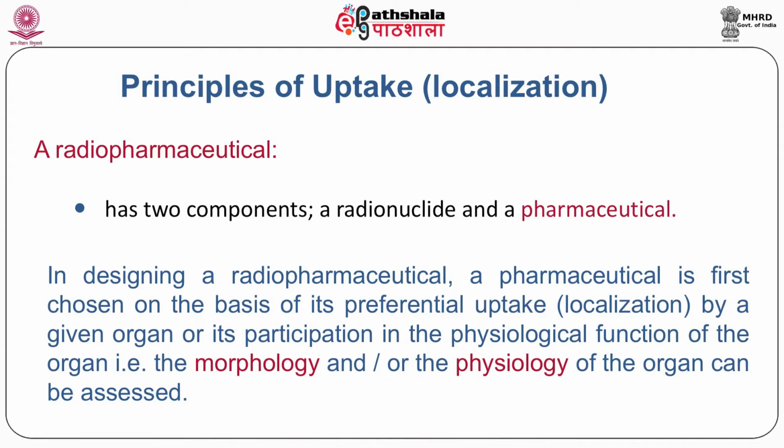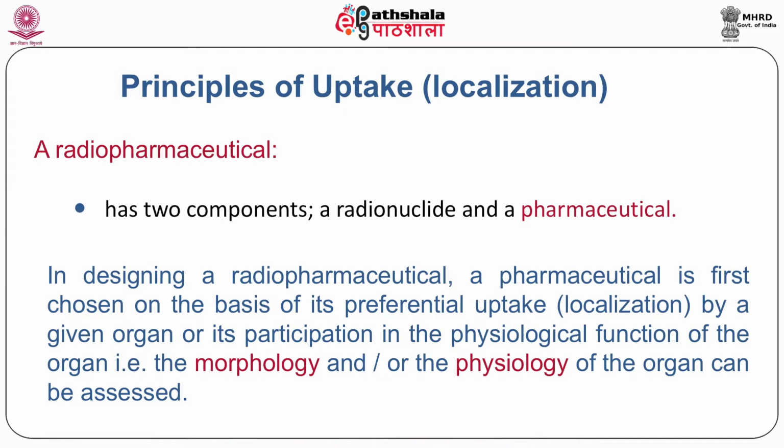Maybe technetium-99m, which is the workhorse for conventional nuclear medicine. And when we talk about PET CTs, the workhorse is fluorine-18. It means these two radioisotopes are very important. So what I am again saying is, first you have to take care of the pharmaceutical, which is going to be used for localization purposes, and then finally the morphology, and physiologically the function of the organ can be assessed.